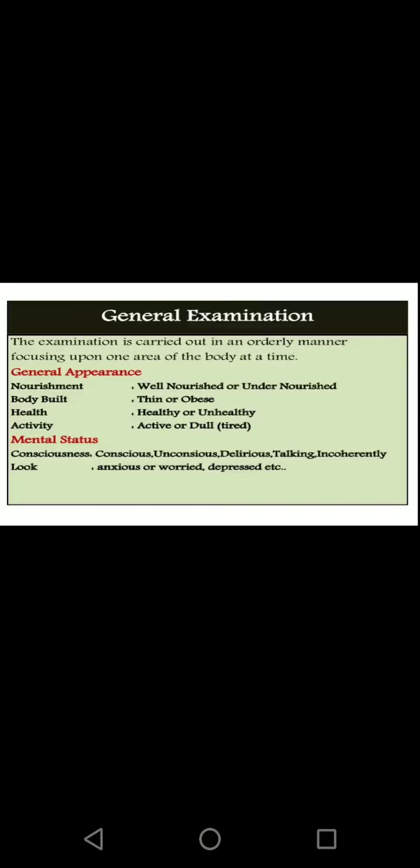Body build, thin or obese. Health, whether the patient is healthy or not. Activity is dull, the patient is tired or lethargic. You have to check all these. Then mental status. In mental status, you will check consciousness, unconsciousness, delirium, talking incoherently, and whether the patient looks anxious, worried or depressed.